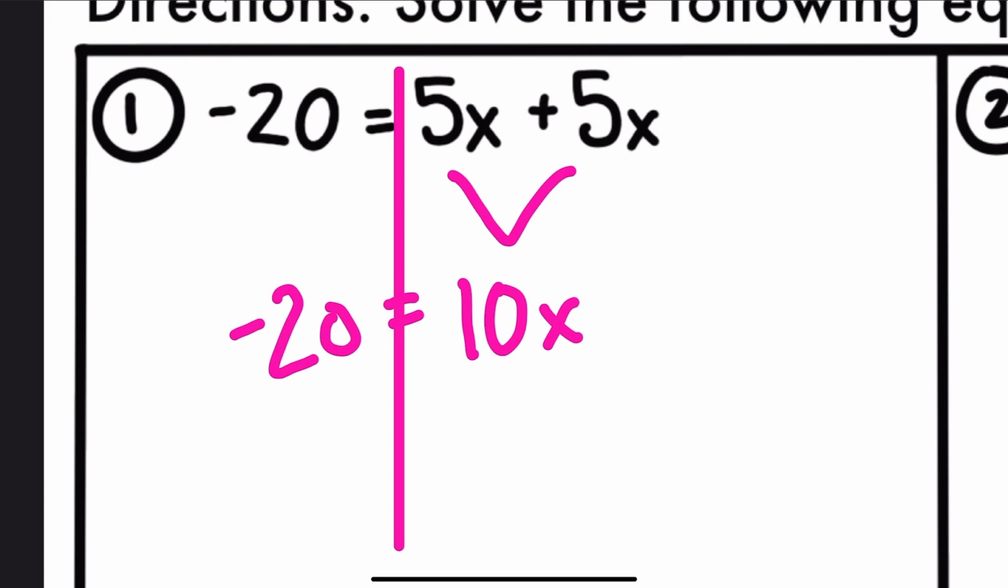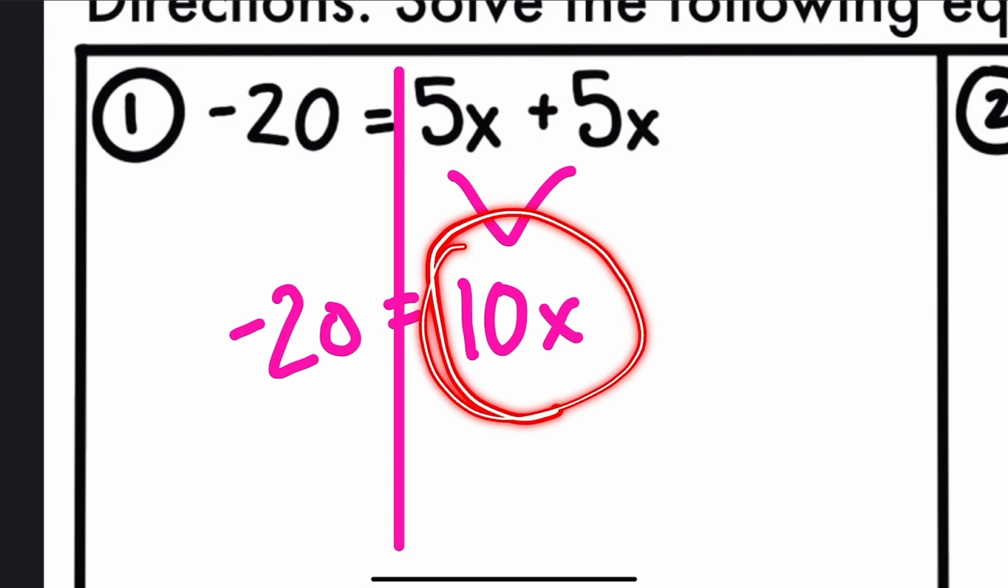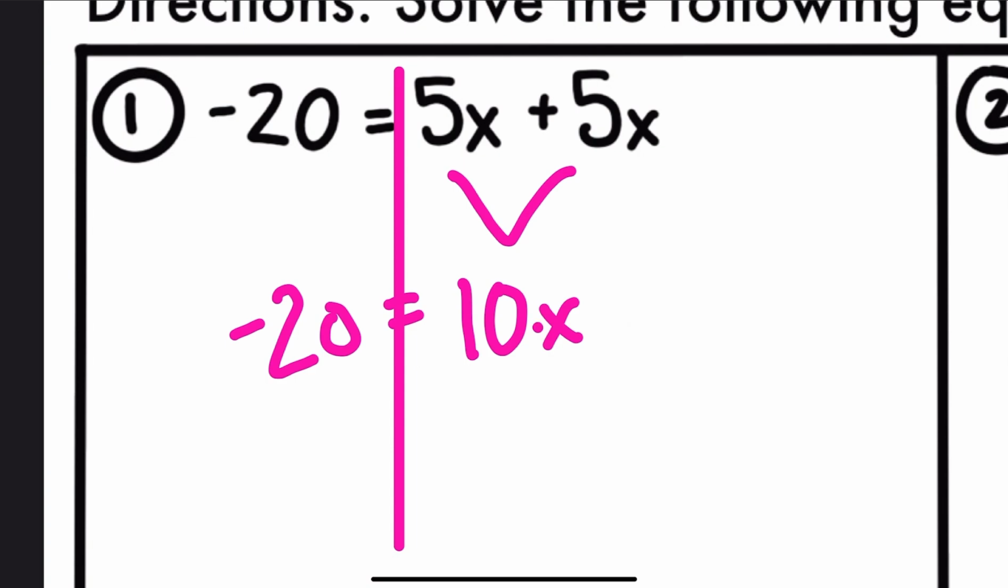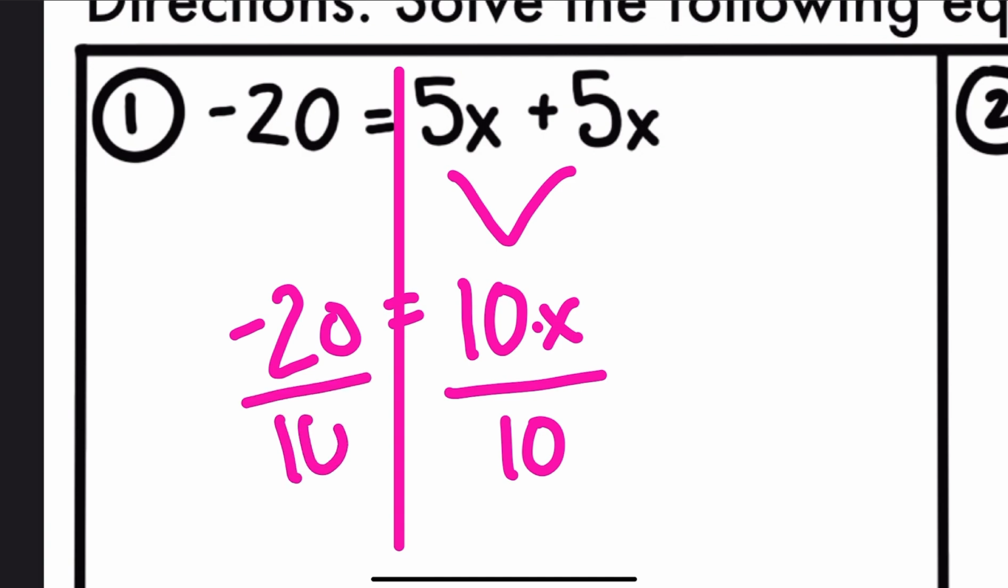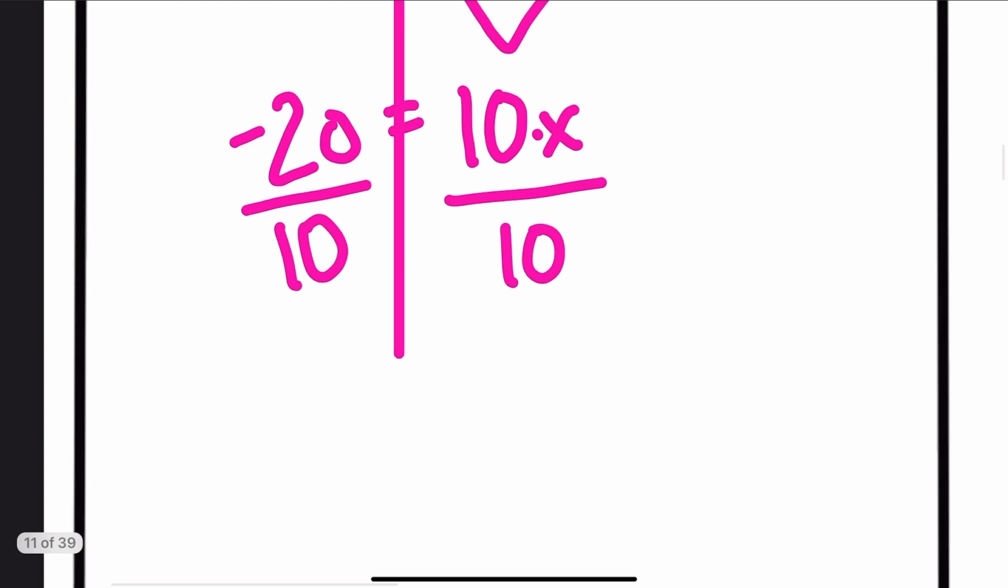So I want to get the x by itself. I'm looking at the side that has my x, and I'm noticing that I have a 10 over there. Okay, well, I need to get rid of that 10. Again, when I see a number immediately next to a variable, those are being multiplied together. So to get rid of this 10, I'm going to do the opposite of multiplying, which is dividing by 10. But whatever I do to one side, I have to do to the other. So I have negative 20 divided by 10. That's going to give me negative 2.